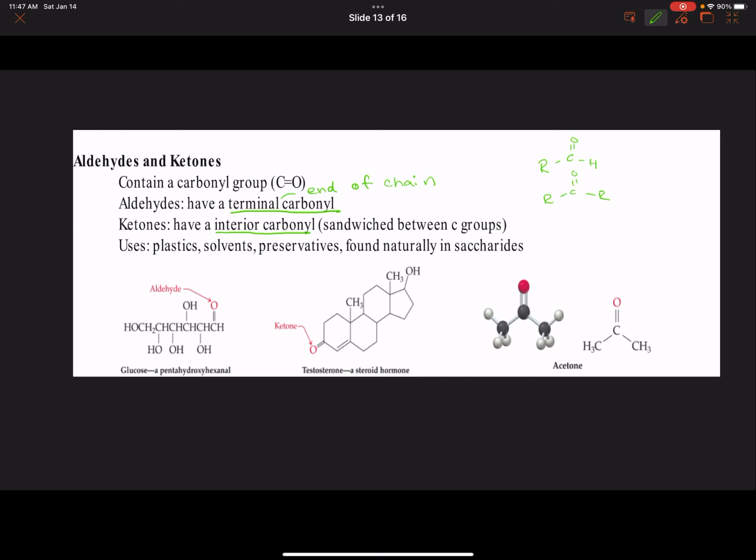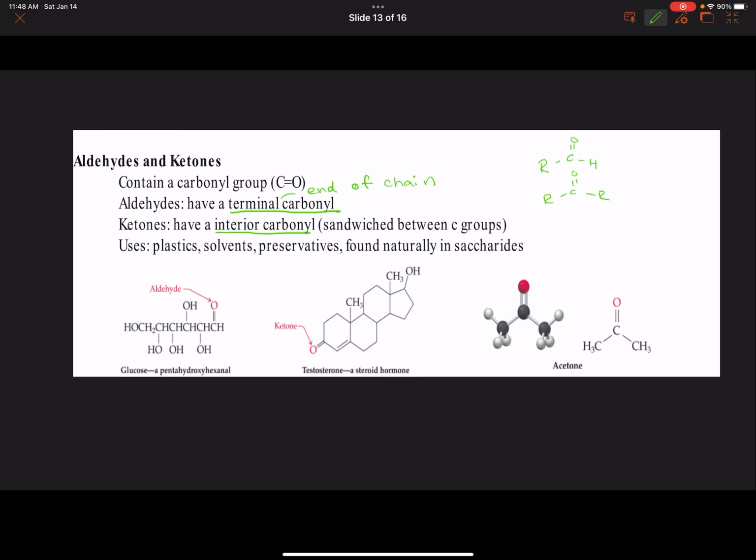They have common uses in things like plastics, solvents, preservatives. They're found naturally in our sugars, so you may have heard of things like aldoses or ketoses in your biology classes. These are natural aldehydes and ketones. So an aldose has an aldehyde group, a ketose has a ketone group.